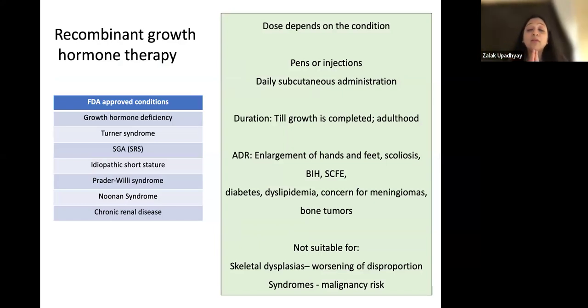When parents come to us, they'll be very scared of hormone injection. They'll be like, no, no, no, we don't want to give it. You have to counsel them. That is important. You get pens as well as injections, which you can take with syringes. It has to be taken sub-Q, daily or weekly, both are available. But weekly is only for growth hormone deficiency. Daily is for all other FDA approved indications at present.